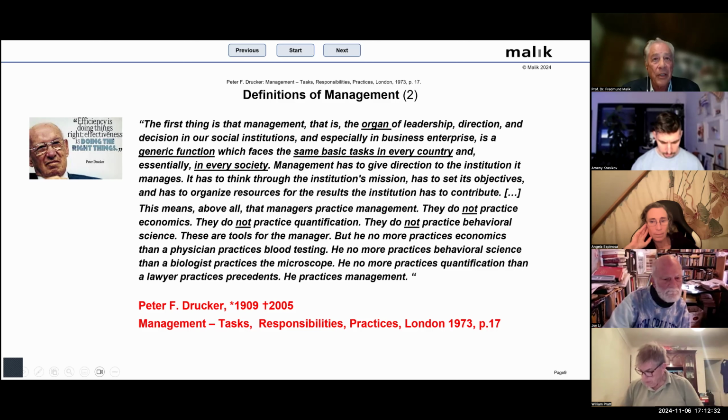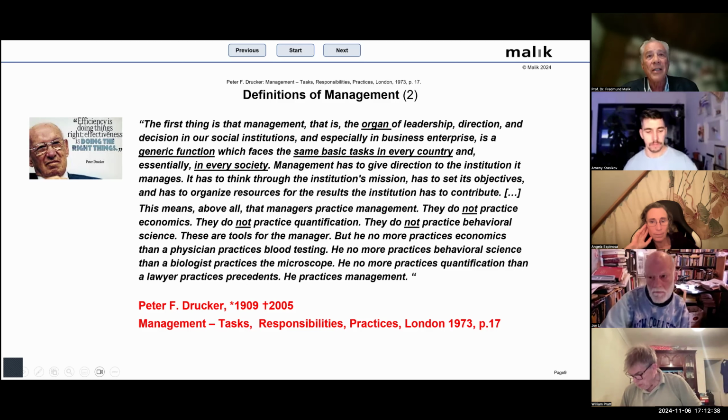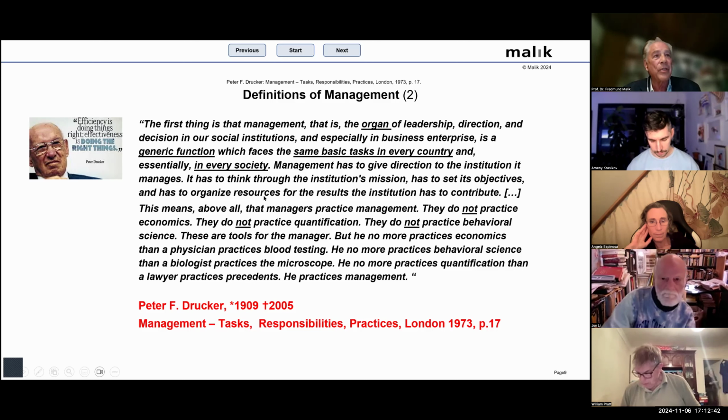Management has to give direction to the institution it manages. It has to think through the institution's mission, has to set its objectives, and has to organize resources for the results the institution has to contribute. This means, above all, still Peter Drucker, that managers practice management.